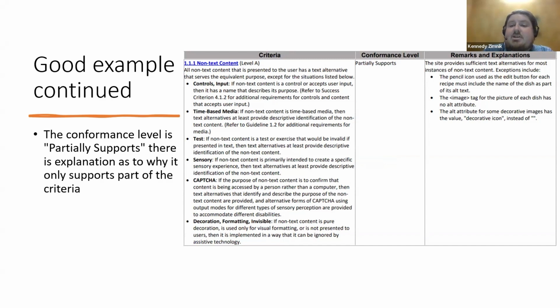For remarks and explanations, the site provides sufficient text alternatives for most instances of non-text content. Exceptions include, so it's listing the exceptions, the pencil icon, the image tag for the picture of each dish. I won't go through everything, the alt attribute. So it gives sufficient explanation as to why it's only partially supported. This is a great sign and a green flag.